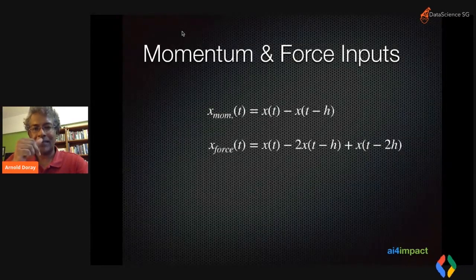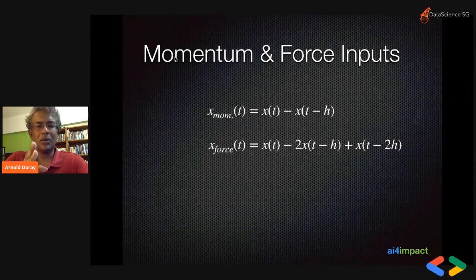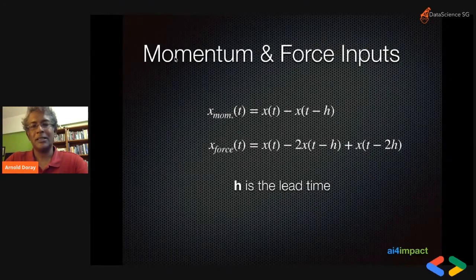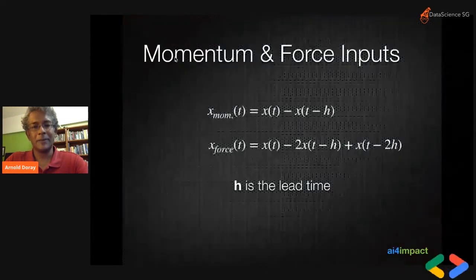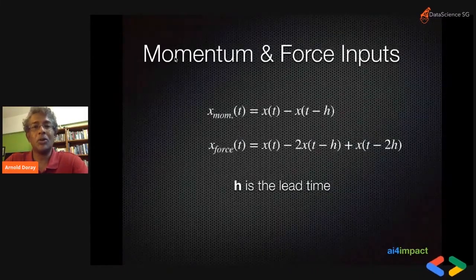All right, so I define them quite simply. I don't divide, because my data is normalized and I know the differences are okay. So the momentum is just the x at some time t minus the x at t minus h, where h is your lead time, and similarly for force, it's just the second order difference. Some people like to divide by the x's. I feel that that creates outliers, especially if your x's are small or near zero.